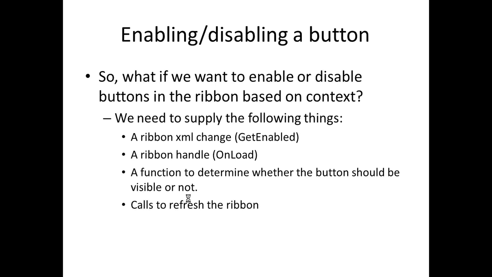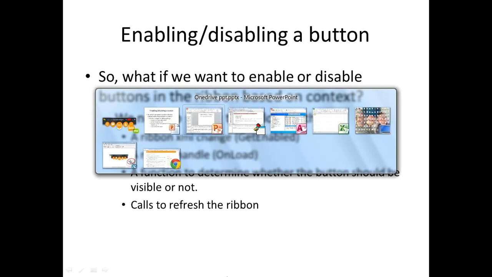We need to change the ribbon XML so it has a get enabled. We need a handle to our ribbon, and we need this to control when the invalidation of the ribbon, the reload or refresh of the ribbon, occurs. We need a function to determine whether the button should be enabled or not. And we need calls to refresh the button. Let's take a look at some buttons I have in my application, and you can see how they get enabled or disabled based on what is chosen in my form.